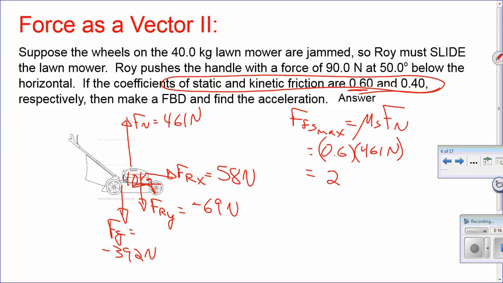Not sure if it rounds up or down. I did a rotten job with my numbers here. I'm going to call it 277 newtons. It might be 276. Is it 77? Okay. All right.